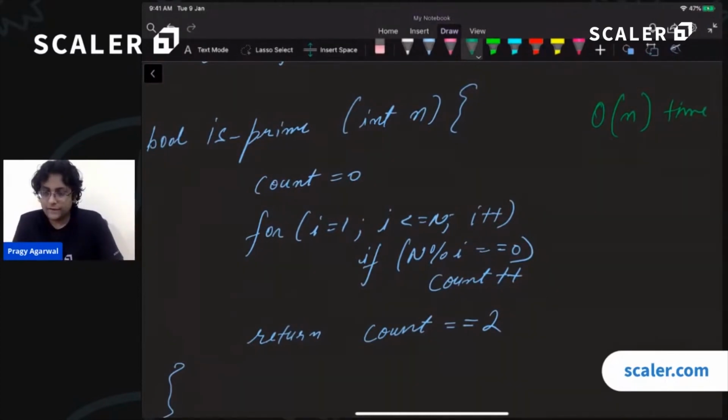Suraj says, why boolean? So is prime will return true or false, right? True if the number is prime, false if it is not. Which is why we are returning a boolean.